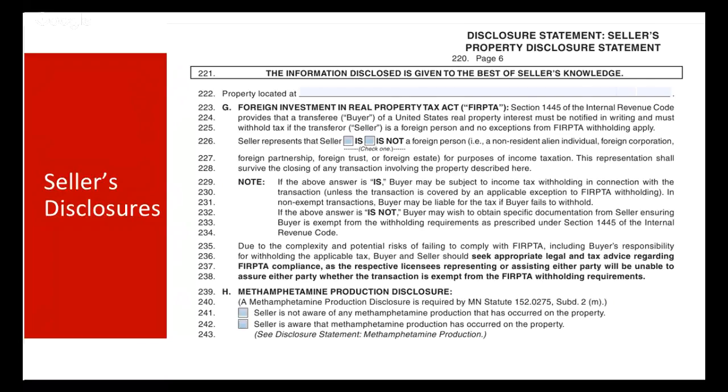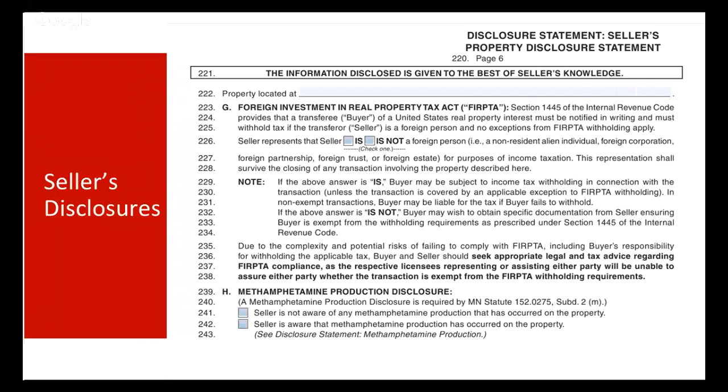Due to the complexity and potential risks of failing to comply with FIRPTA, including the buyer's responsibility for withholding the applicable tax, the buyer and seller should, in bold, seek appropriate legal and tax advice regarding FIRPTA compliance, as the respective licensees, the agents representing or assisting either party, will be unable to assure either party whether the transaction is exempt from FIRPTA withholding requirements. You can also utilize your title company for help with this as well.